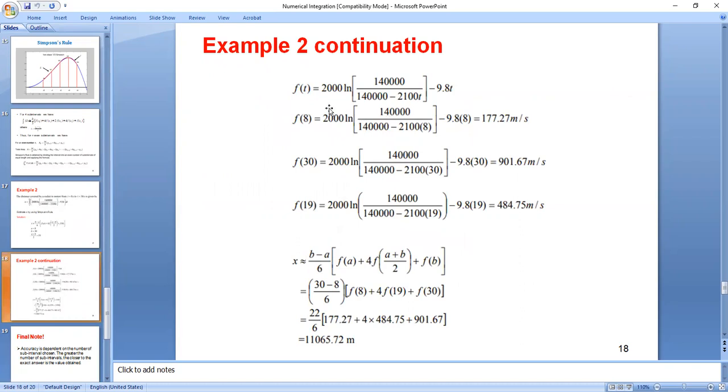Okay, so you substituted here 8, you substituted here 30, and you substituted here 19. These are the values. After that, you just place it here on the formula. So f of 8 plus 4 times f of 19 plus f of 30. These are the 3 values. The middle value was multiplied by 4, and this is your 30 minus 8 divided by 6. And that's your 22 over 6 times this, giving you this one. Do you get it? Do you understand what is being done?